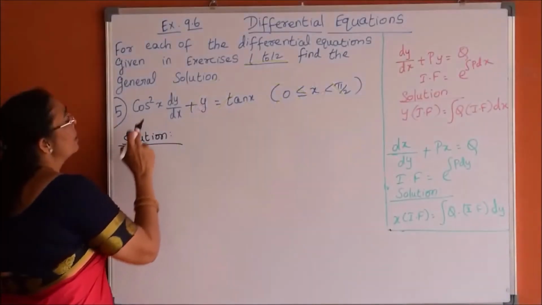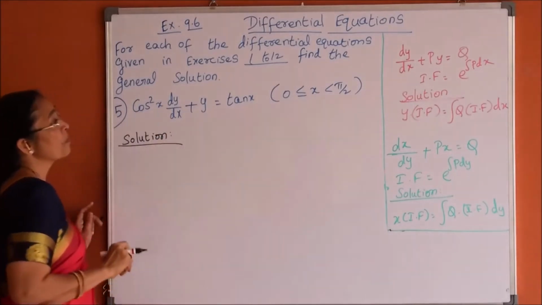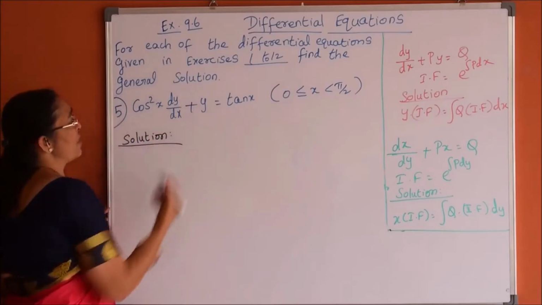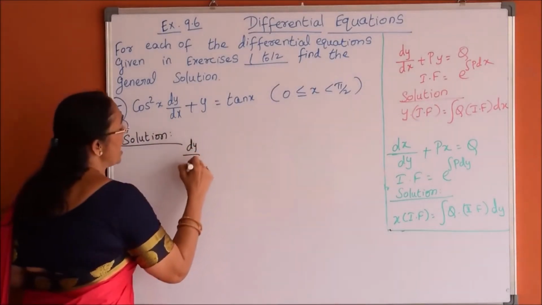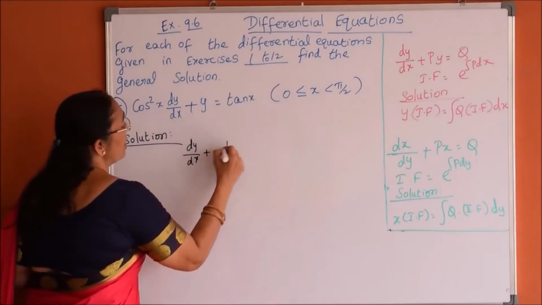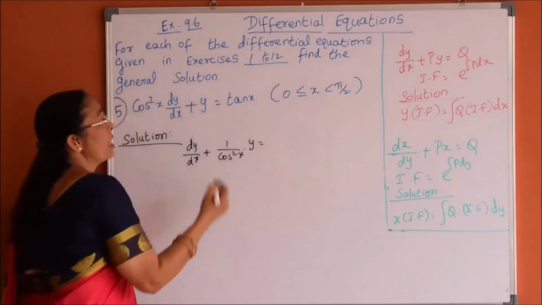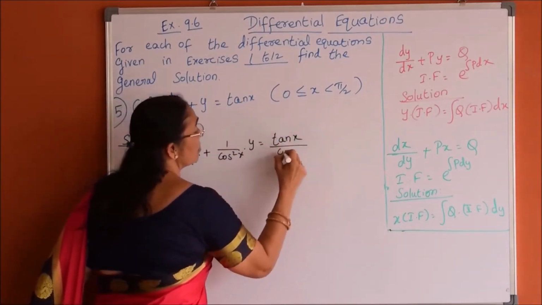Fifth problem, cos square x dy by dx plus y is equal to tan x. First, rearrange the terms. Let us divide throughout the equation by cos square x. So we will get dy by dx plus 1 by cos square x into y is equal to tan x divided by cos square x.